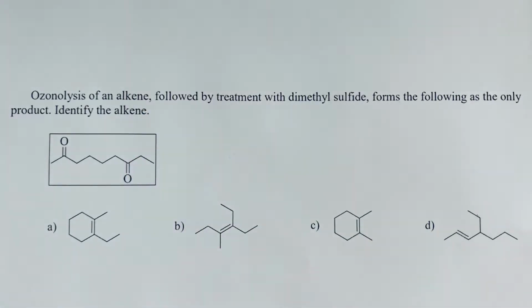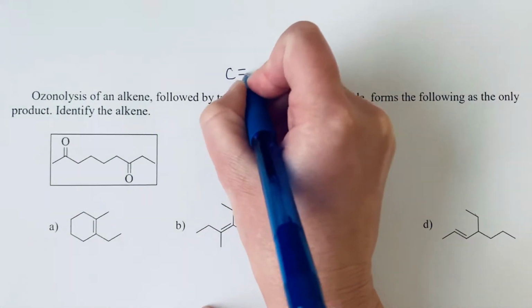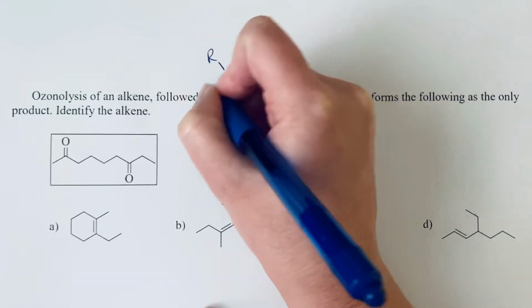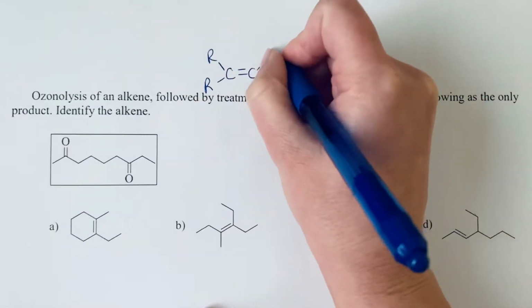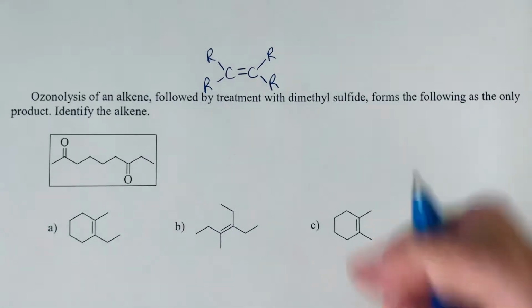Ozonolysis of an alkene followed by treatment with dimethyl sulfide forms the following as the only product. Identify the alkene. So here's the reaction that we are talking about here. If you have an alkene, let's go ahead and put some R groups on here. I'm just gonna make them all the same and assume this is a symmetrical alkene.